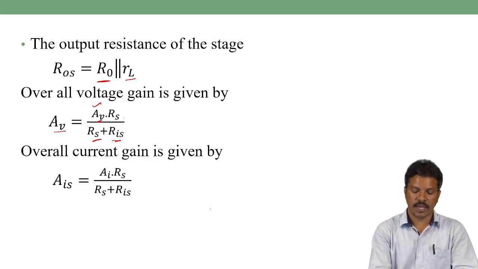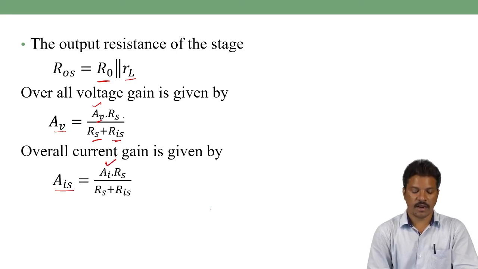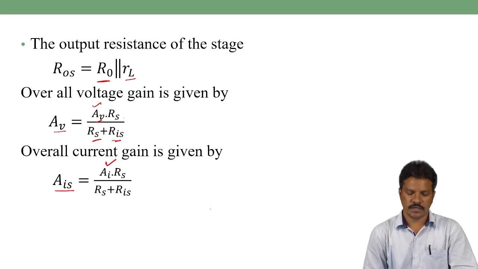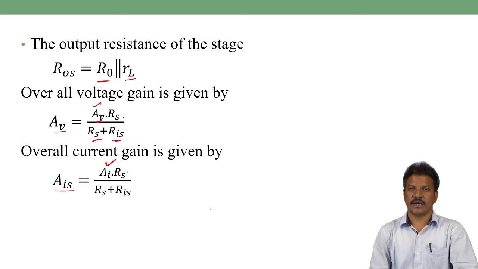Similarly, the overall current gain AIS is equal to the gain calculated by excluding the internal source resistance, and then Rs divided by Rs plus RIS.